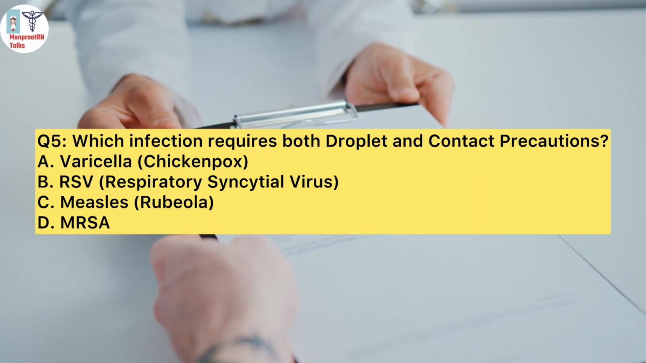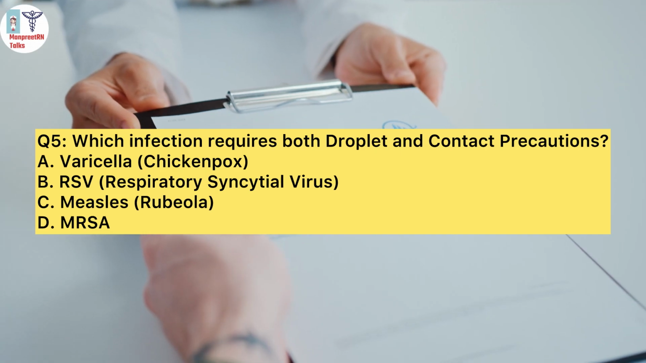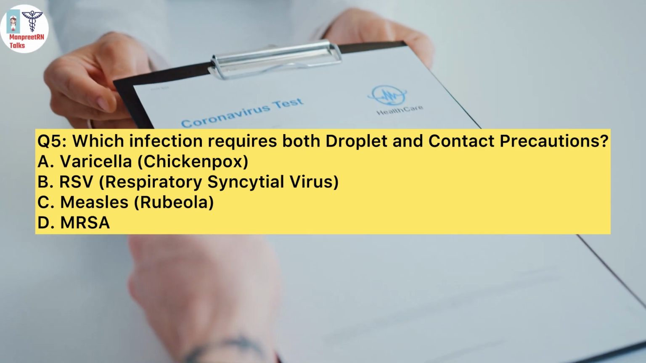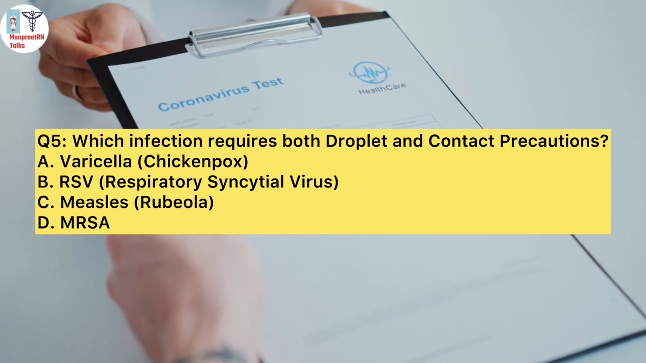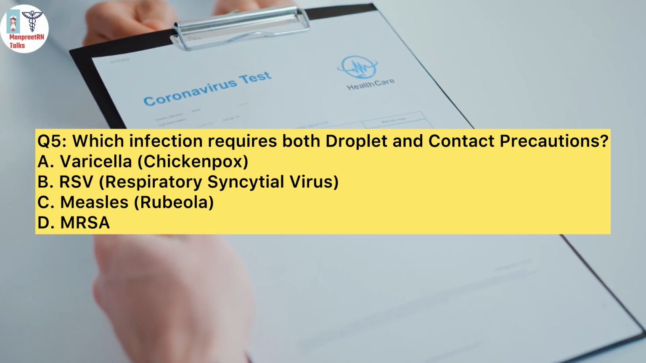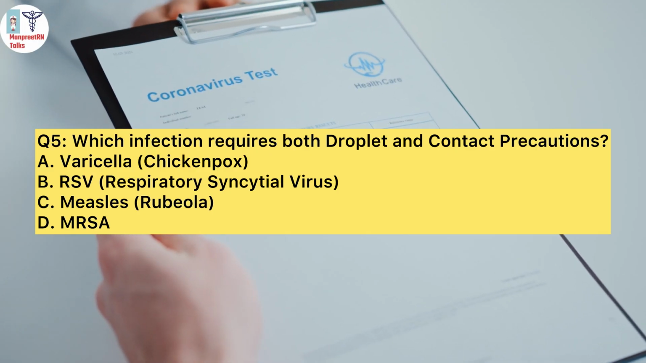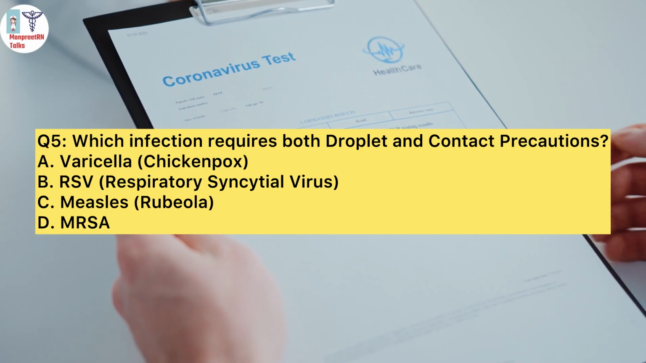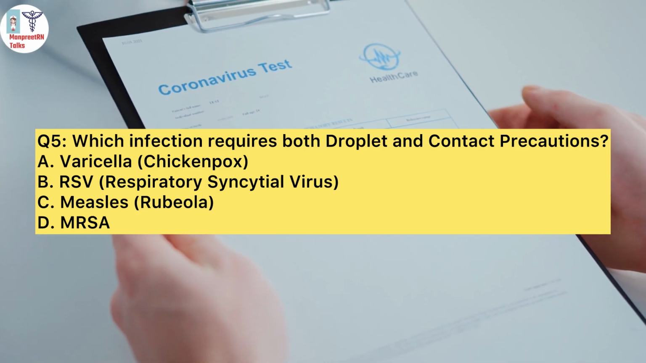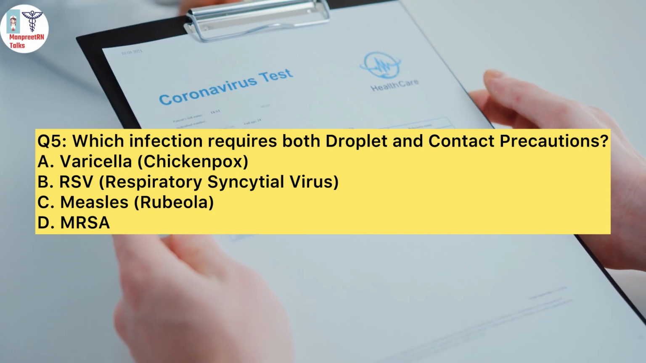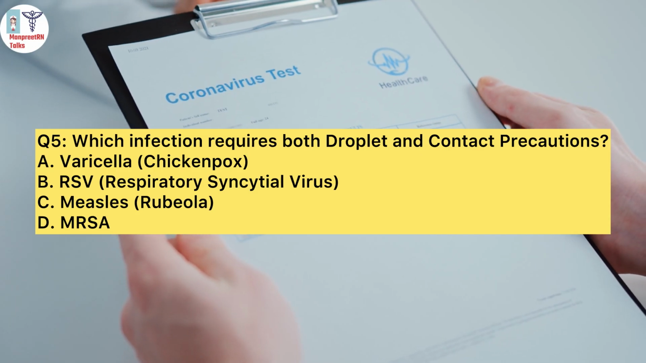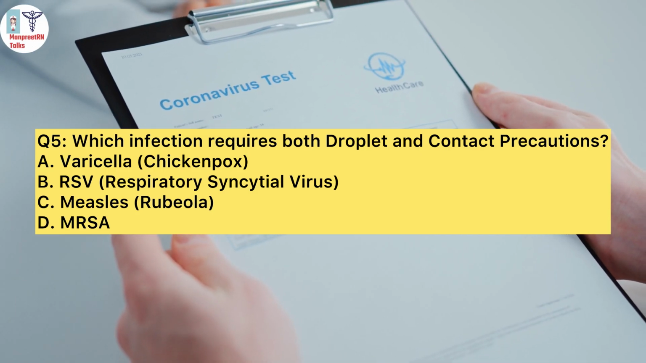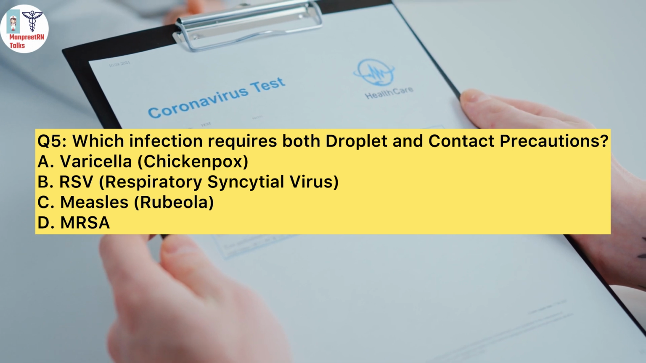Next, which infection requires both droplet and contact precautions? A, varicella, chickenpox, B, RSV, respiratory syncytial virus, C, measles, D, MRSA. So the correct answer is B, because RSV spreads by droplet and contact with secretions. So both precautions are required.